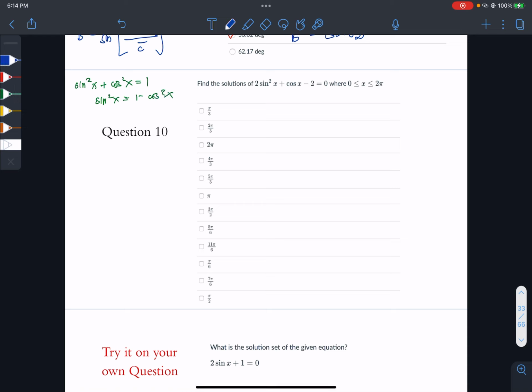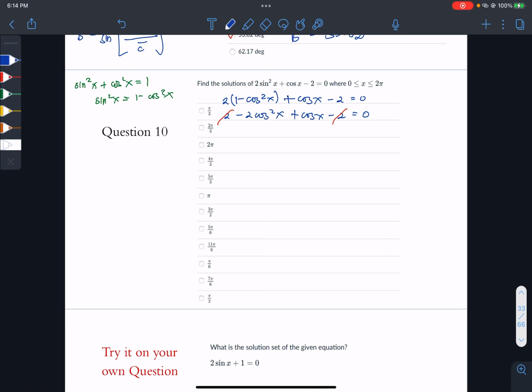So pwede natin palitan yung sine squared natin, no? So yung 2, tapos ang sine squared natin, it's 1 minus cosine squared x. Then plus cosine x minus 2 is equal to 0. So distribute natin. So 2 minus 2 cosine squared x, then plus cosine x minus 2 is equal to 0. Kaya lang, 2 minus 2 is 0. So matira will be this one.